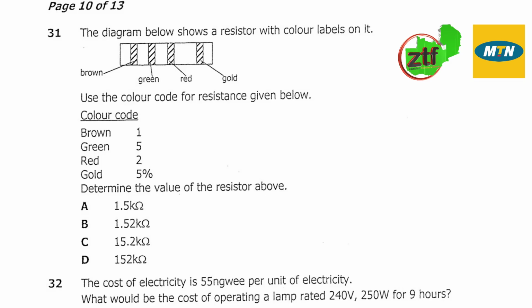The diagram below shows a resistor with color labels on it. Use the color code for resistance given below. We are given these color codes, as you can see. Now, let me draw something very quickly here, just for viewers to understand.